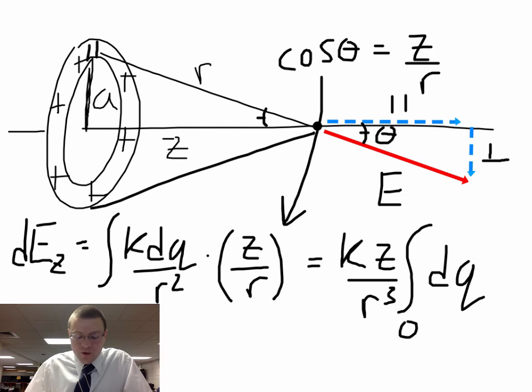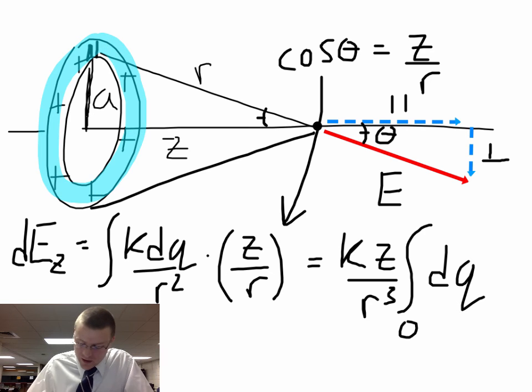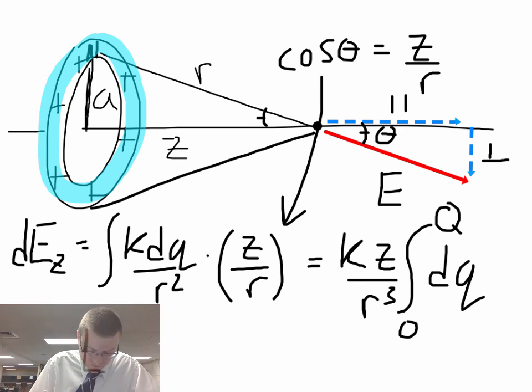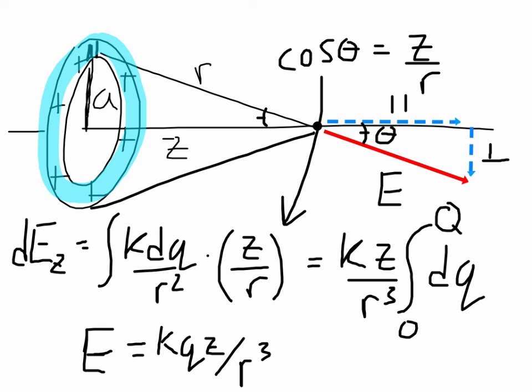So this is going to be an easy integration. I'm going to integrate from no charge up here at the top to entirely around the ring, and the entire ring has a total charge of Q. So I'm going to integrate between 0 and Q for dq, so dq will just become Q, the total charge. So the electric field around a ring of charge here is going to be kQz over r cubed.